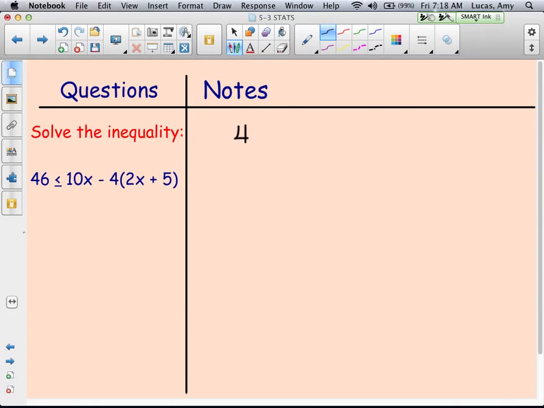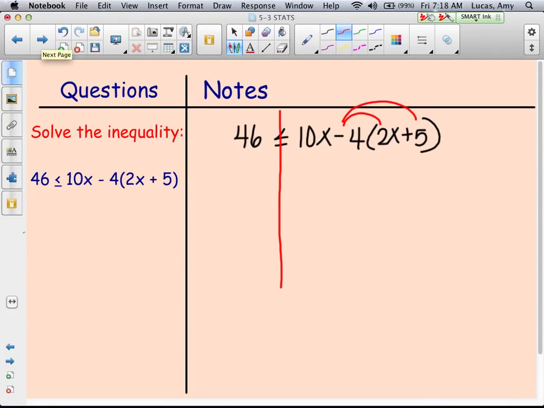Our last example, this one's tricky because when you distribute on this problem, I treat that 4 as a negative 4 because it has a subtraction sign in front of it. So that's the same as adding the opposite. So I'm going to distribute it as a negative 4. So the result will be 10x minus 8x minus 20. Now these variables are on the same side. So that means that they can be combined. 10x minus 8x is 2x.